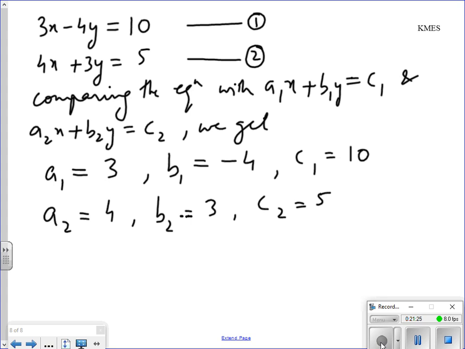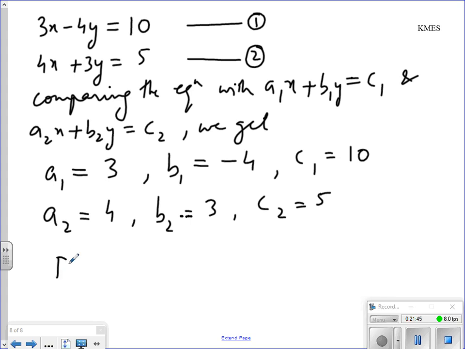The next step is to find the three determinants d, dx and dy. That we'll learn a little later. For the time being, pause your video, complete this much in your notebook, and then we'll start with finding the three determinants. Pause the video now.